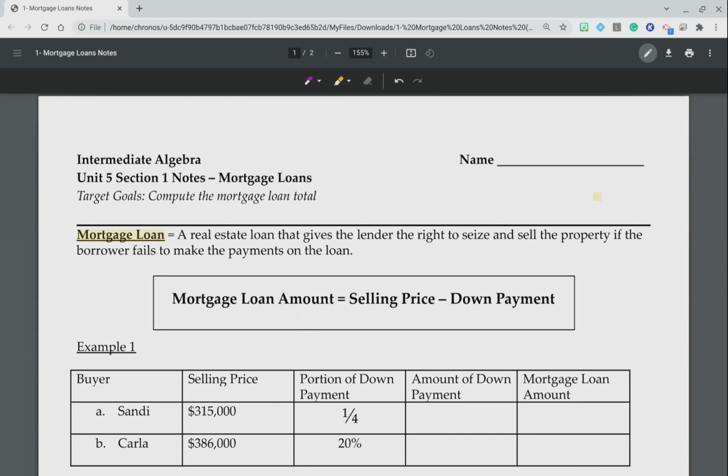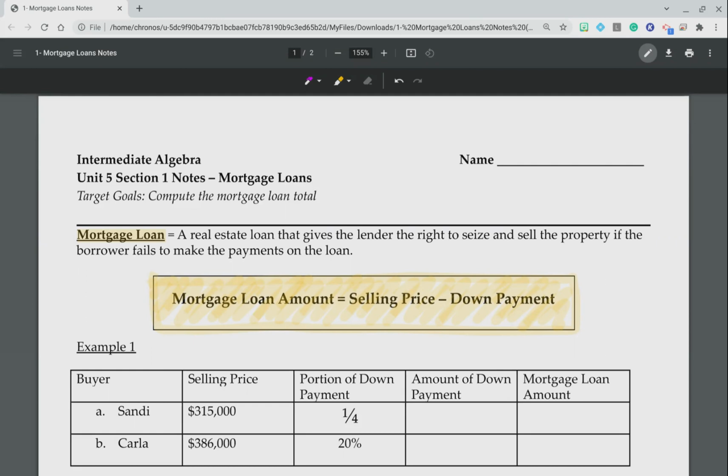A mortgage loan is a real estate loan that gives the lender the right to seize and sell the property if the borrower fails to make a payment on the loan. So if you don't make payments on this loan, they can come and take your house away. To find the amount of our mortgage loan, we take the selling price of the property, whatever you bought the house for, and subtract the amount of money that you gave them for a down payment. That's how much money you have to take the loan out for.